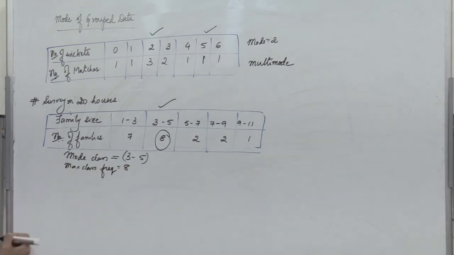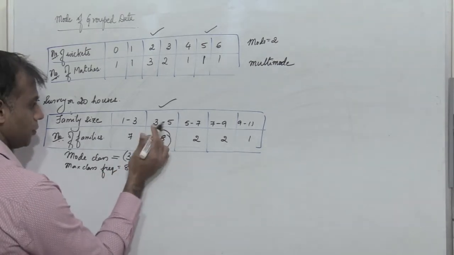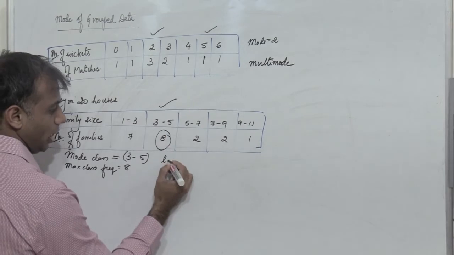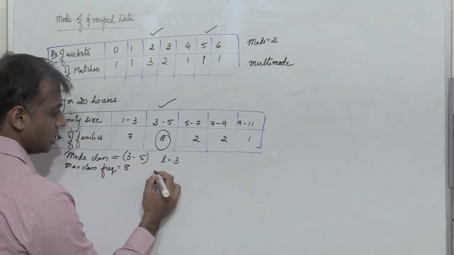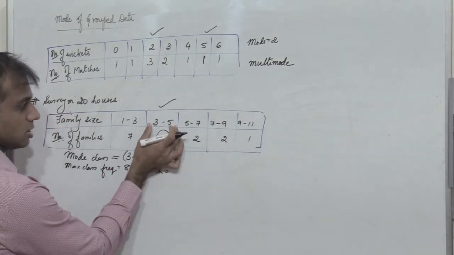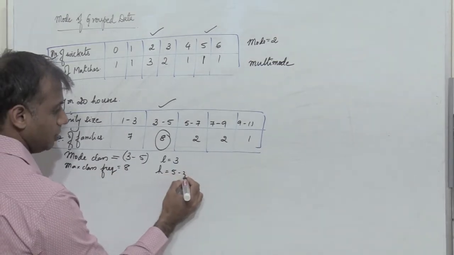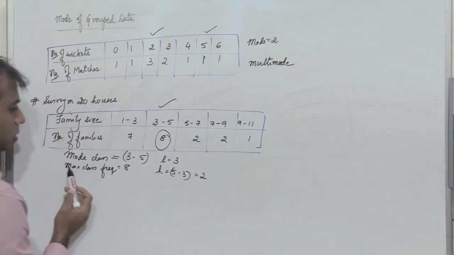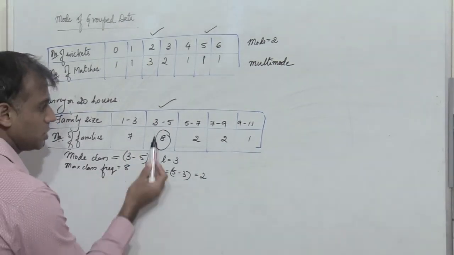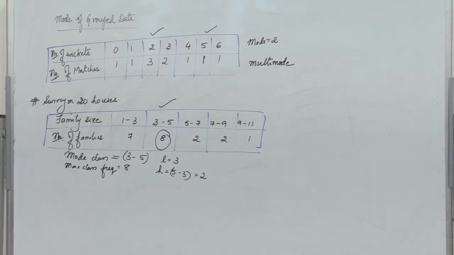And then we also consider a number of parameters. Now we find that the lower limit of the mode class is 3, so L is 3, and then what about the others? Now h happens to be the size of class interval, which is 5 minus 3 equal to 2. Right? So L happens to be the lower limit of the mode class. H happens to be the size of the class interval.